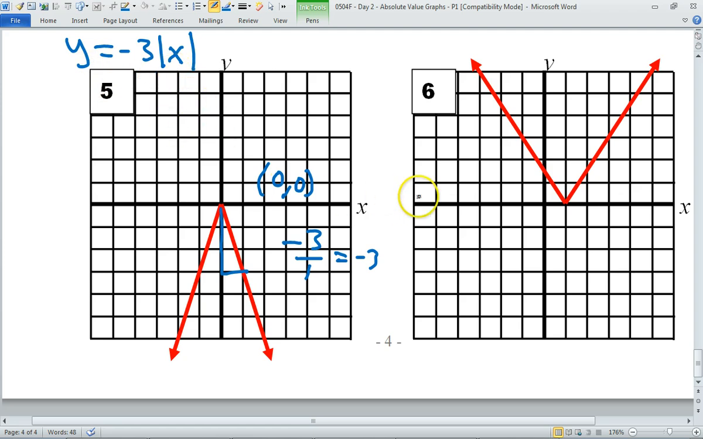Okay, Maritza, last one. Can you give me the vertex first? 1, 0. Now, when I go to make the equation, what am I going to have on the inside? It's always the opposite on the inside, so minus 1. Anything on the outside? No. Do I need a number in front?